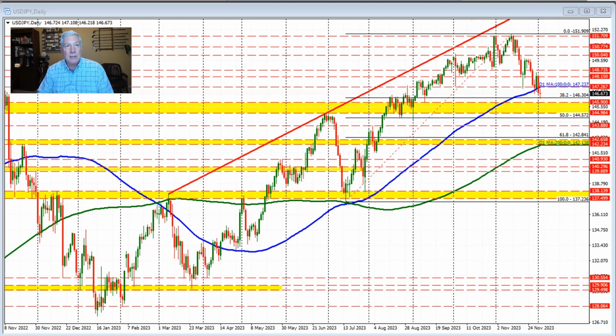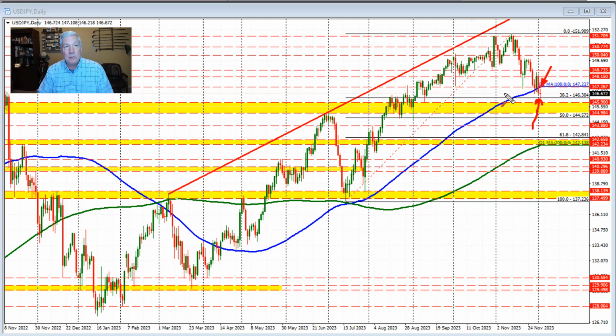And if we look at the daily chart of this currency pair in trading here today, we move to a new low going back to the month of September. That low tested the 38.2 at 146.30, and we've seen it bounce to the upside. We are still below the 100-day moving average. That's the blue line in this chart. That comes in at 147.23. We're going to need to get above that level, and as you can see, the high price today did fall short of that 100-day moving average.